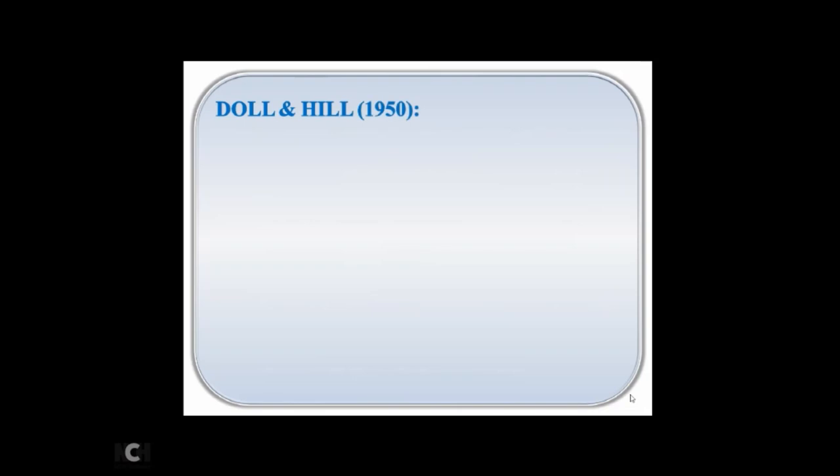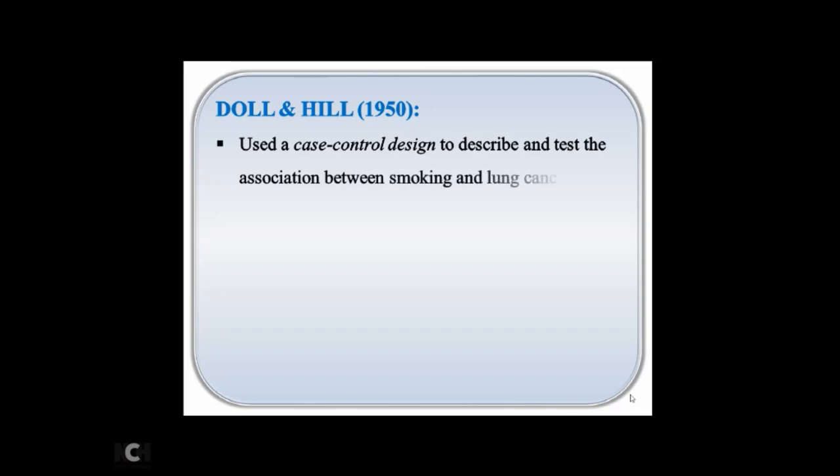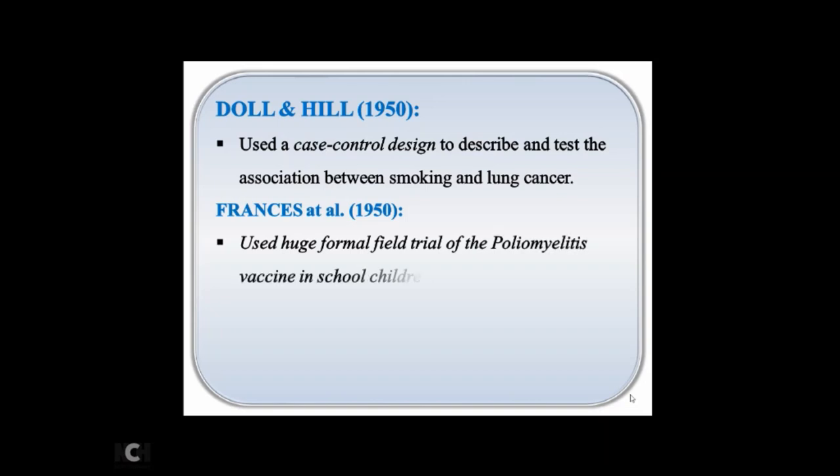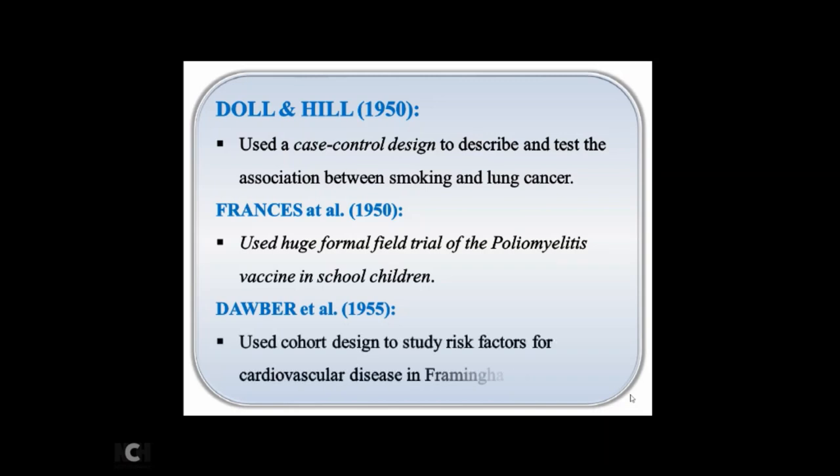Around 1950, Doll and Hill used a case-control design to describe and test the association between smoking and lung cancer. In 1954, a huge formal field trial of the poliomyelitis vaccine was conducted among school children. In 1948, Dawber and colleagues used a cohort design to study risk factors for cardiovascular disease in the Framingham Heart Study.